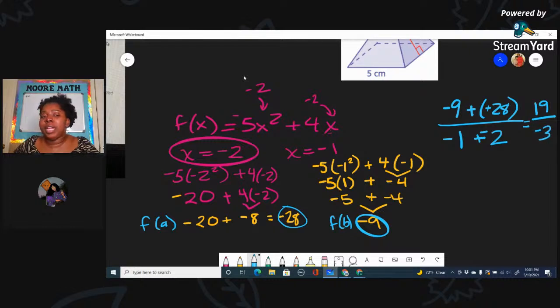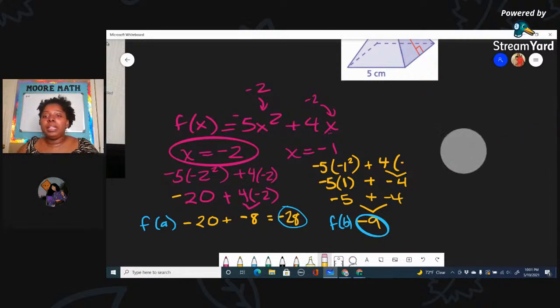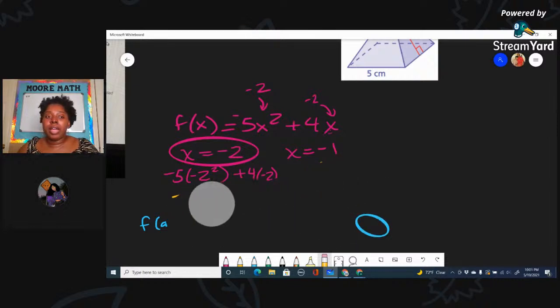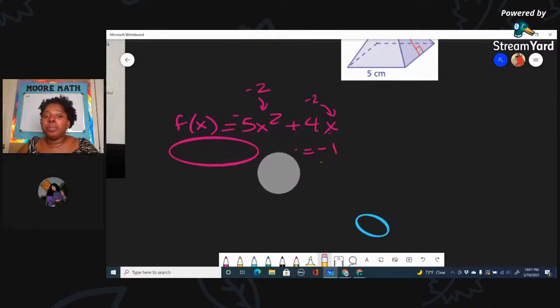What number did they want you to get? 26. So we know this is not going to come out as 26, because 19 divided by anything is not it. So you're doing the same thing. Your biggest issue is those integer rules. You understand that you're supposed to be plugging in these numbers. It's the negatives and the positives that are tripping you up.